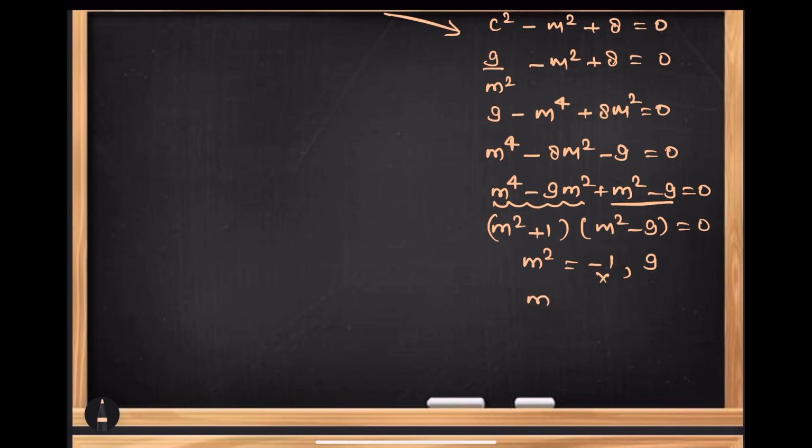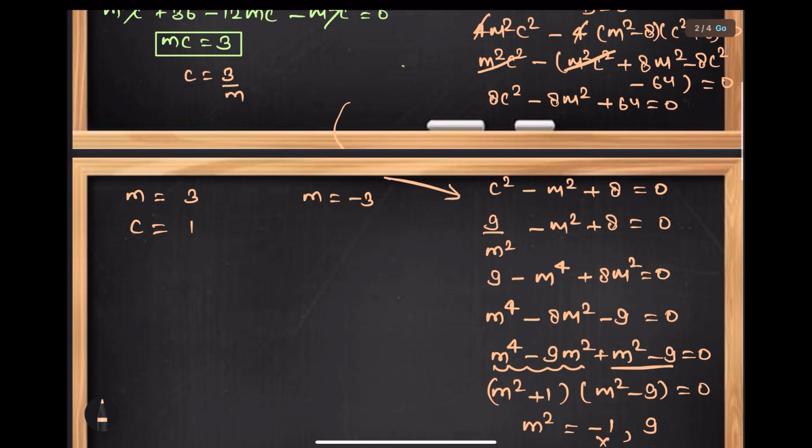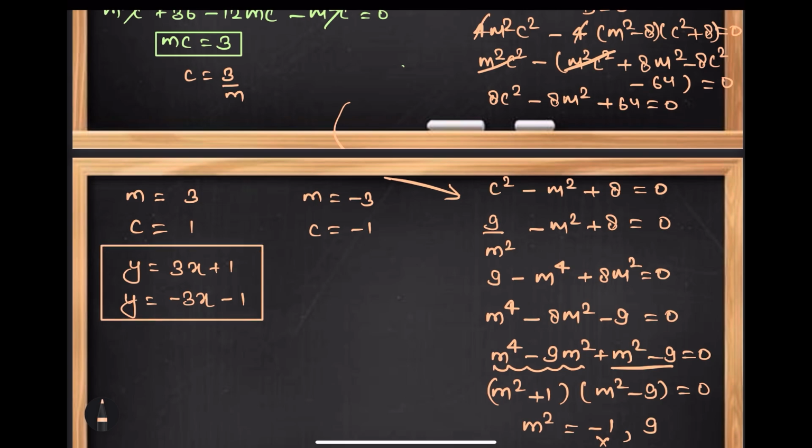So can I say that m is plus 3 or minus 3? Now suppose that m is 3, m is minus 3. So in that case, who is c? C is 1, c is minus 1. So can I write the first equation of tangent as 3x plus 1, second equation of tangent as minus 3x minus 1? So we got both our tangents.